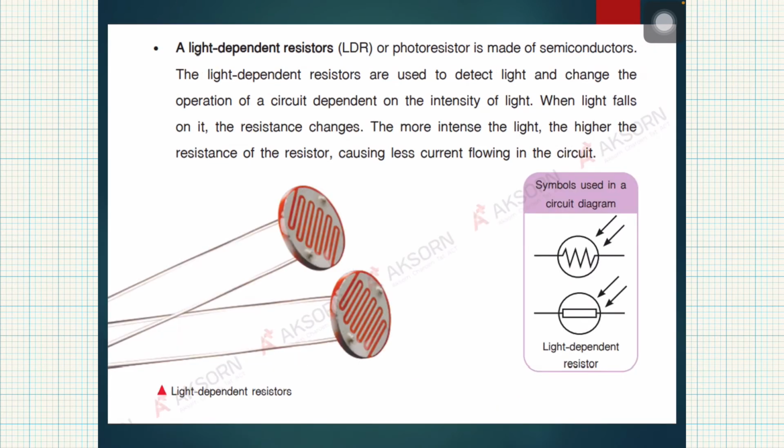We also have the LDR, or light dependent resistor, also called a photoresistor, which is made of semiconductors. Light dependent resistors are used to detect light and change the operation of a circuit depending on the intensity of light. When light falls on it, the resistance changes. The more intense the light, the higher the resistance of the resistor, causing less current to flow in the circuit. And the symbol is here.